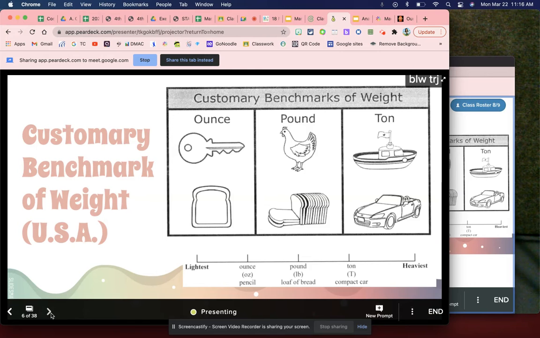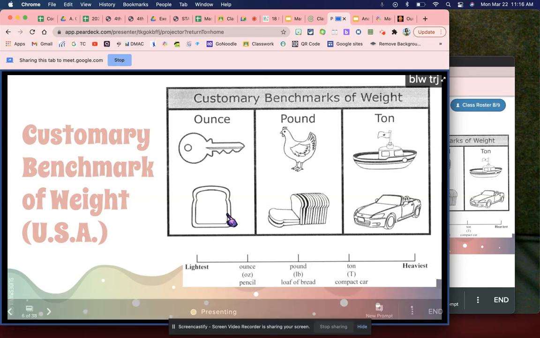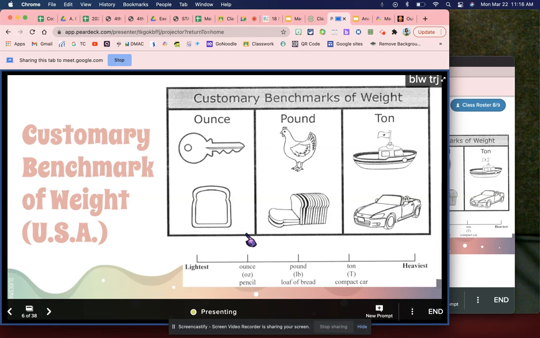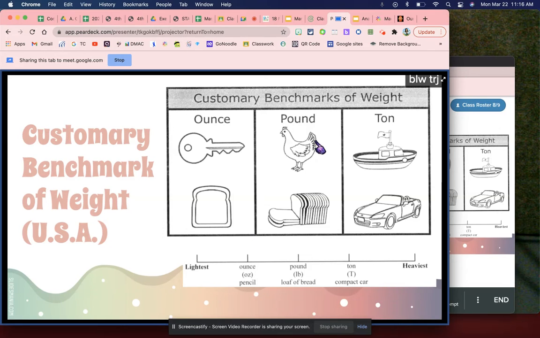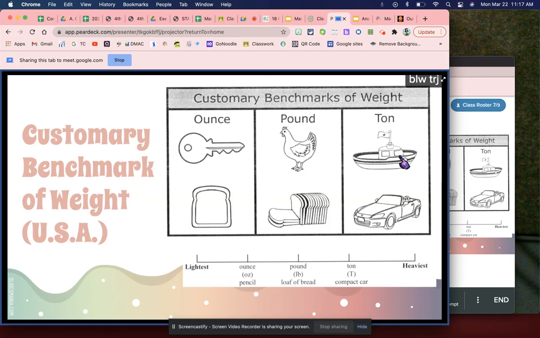So now we're going to talk about the United States. The customary unit of measurement for weight. Ounce. That's the lightest. Like your key for your house. Un pedacito de pan. That is 1 ounce. Then we have pounds. Las libras. A chicken can be weighed with pounds. La barra de pan, right? The whole loaf of bread. When we're talking about a ton, that's the heaviest object. We would think about like a boat, a car. Okay?